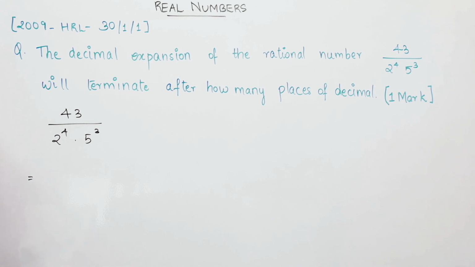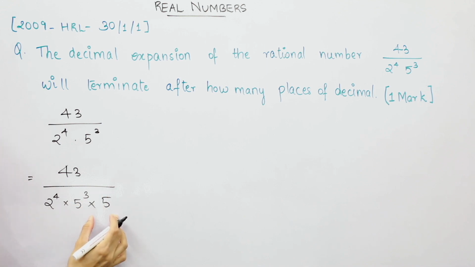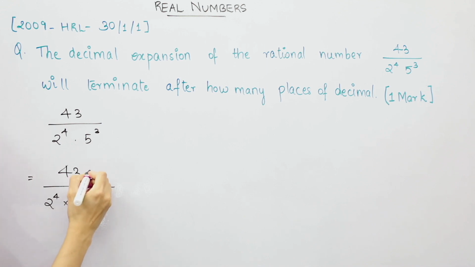Now we need to find how many places of decimal it will have. The easiest way to do this is to convert the denominator into powers of 10. We know that 2 into 5 is 10, but we have 4 2's and 3 5's here. So to equate the powers of 2 and 5, we need to multiply the denominator by 5. When you are multiplying the denominator by 5, you have to do the same for the numerator. So we've multiplied the numerator and denominator by 5.